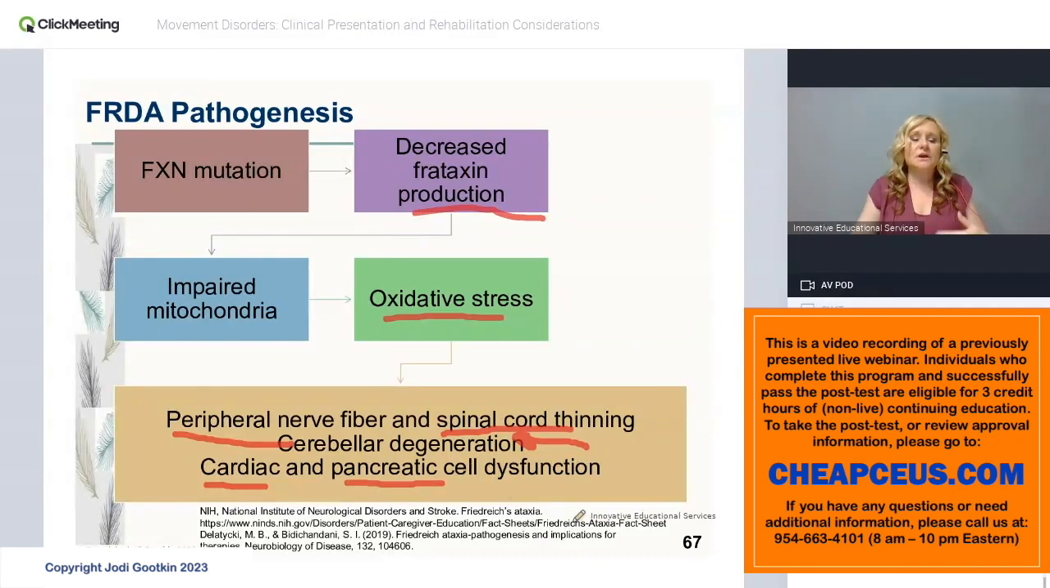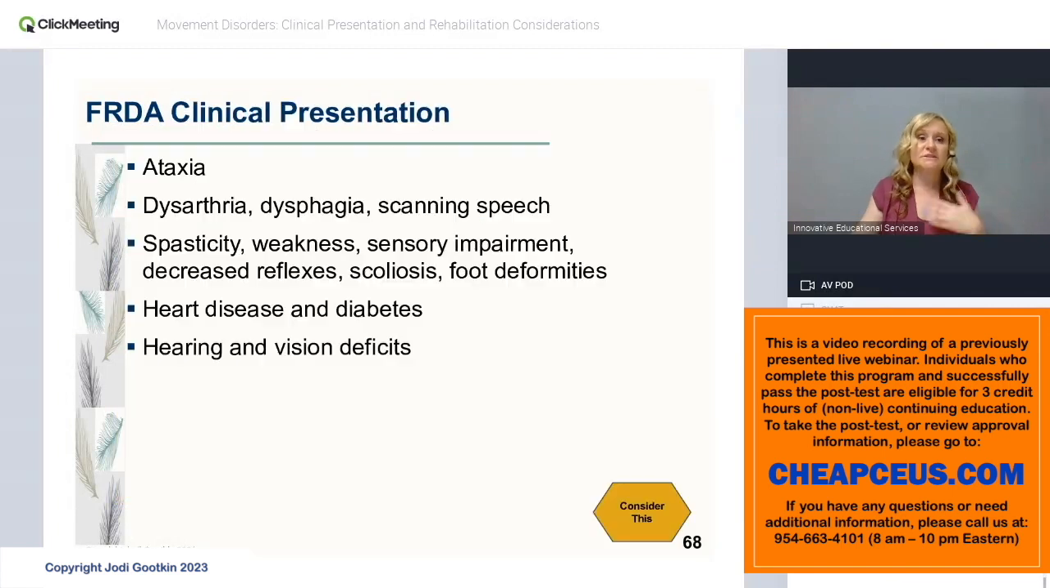When we also see that cardiac and pancreatic involvement, in addition to all of our thinking about mobility, positioning, wound management, and breathing, we also need to be considering cardiac health and well-being, insulin sensitivity, and endurance.